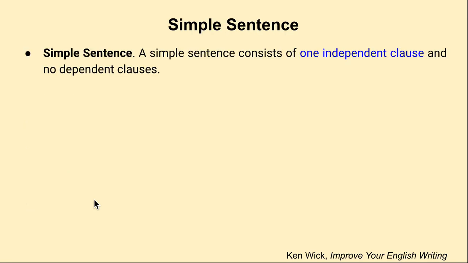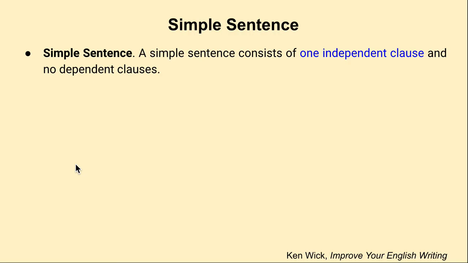What is a simple sentence? The first type of sentence, a simple sentence, consists of one independent clause and no dependent clauses. So once again, an independent clause does not start with a subordinating conjunction. It has a subject and a predicate, or if you want to put it another way, a subject and verb, and it does not start with a subordinating conjunction.